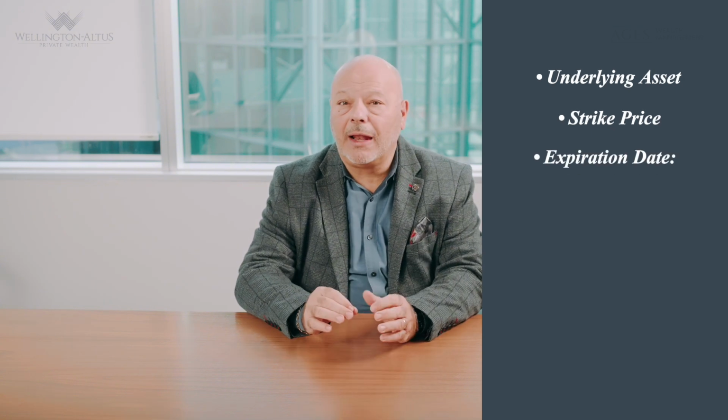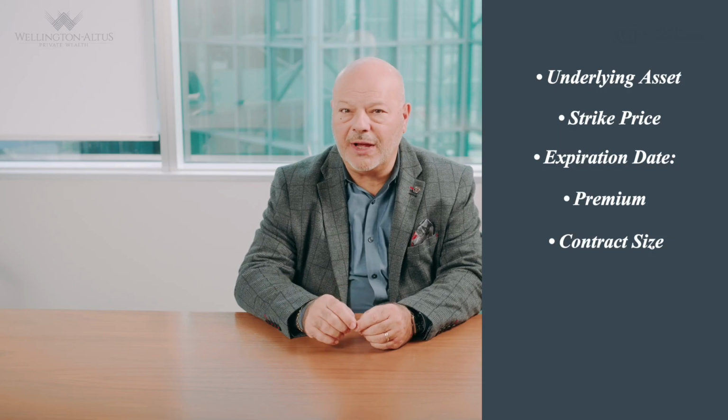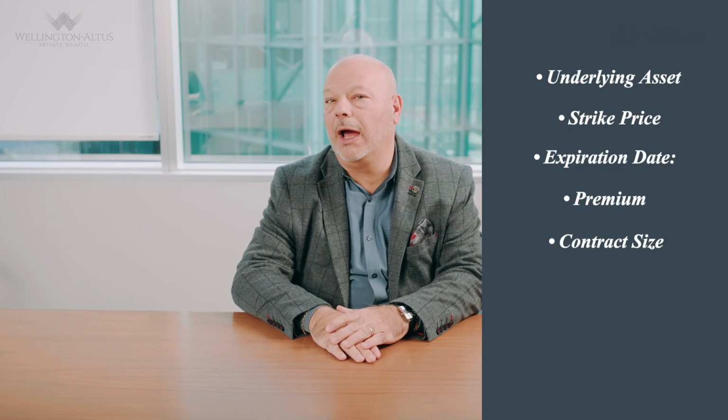The main components of an options contract. There are two main types of options: calls and puts. But before we dive into how options work, let's break down the key parts of every options contract. The underlying asset, the stock or index the option is based on. The strike price. This is the price at which you can buy or sell the option. Expiration date, the last day the option can be exercised. Premium, that's the price you pay to buy the option. Contract size, typically one contract represents 100 shares of the underlying asset.